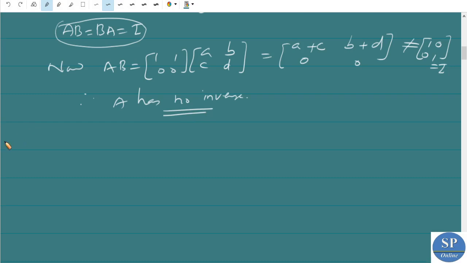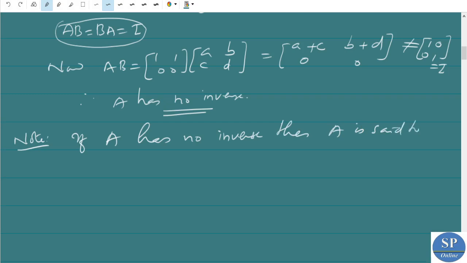Next, if the matrix A has no inverse, then A is said to be singular. This is important. A is said to be singular if A has no inverse.